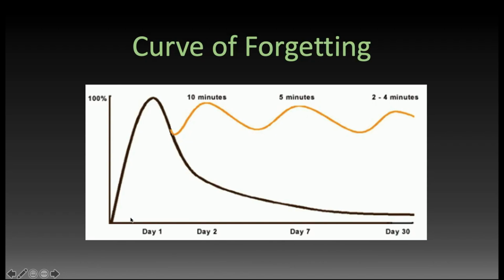Now let's say on day two, you reviewed for 10 minutes. As the curve is dropping, you get it back up to almost 100% of what you had on day one. And if you do that every day, let's see, by day 7, all you need to do is review only 5 minutes to keep it at 100%. And then by day 30, it only takes about 2 to 4 minutes of review to keep that initial 100% of your curve.